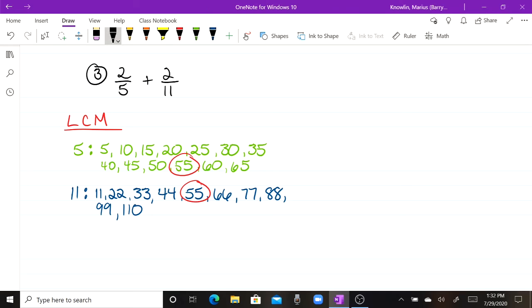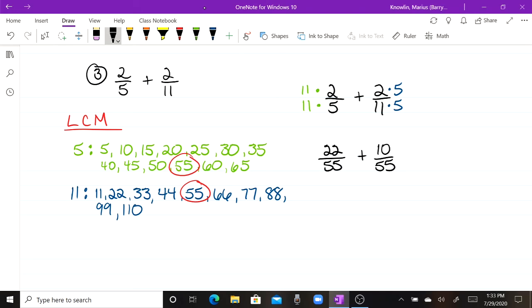So now that we know that, we're going to come back over here and rewrite our fractions. 2/5 plus 2/11. To make the 11 a 55, we have to multiply it times 5. And whatever I do to the denominator, I do to the numerator. So I have to multiply the 2 times 5. And if I want to turn my 5 into 55, I have to multiply it times 11. Whatever I do to the denominator, I do to the numerator. Now I want to rewrite my new fractions. 11 times 2 is 22. 11 times 5 is 55. Plus, we have 2 times 5, which is 10, and 11 times 5, which is 55.